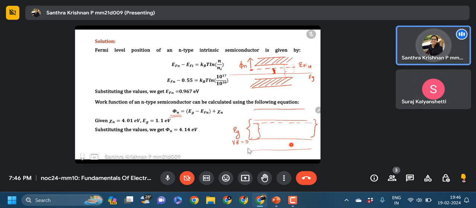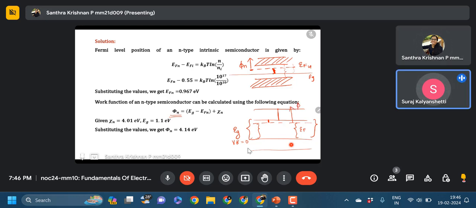Correct. Then EG minus this EFN part, whatever you calculated just now, is the small region you have got. That plus your psi will give you the work function, right? Your phi is EFN plus that psi, correct? You have to find EFN. That's what I'm trying to say. EFN we have already completed.